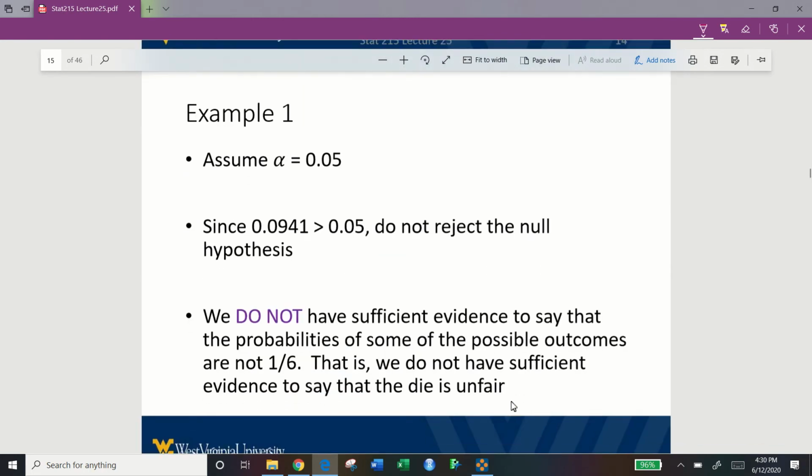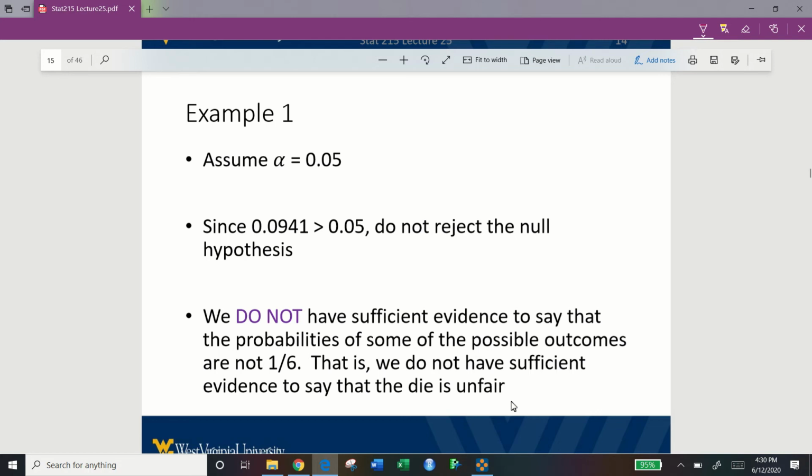If we assume our alpha is 0.05, that means 0.0941 is greater than 0.05. And as we've always done, when the p-value is greater than alpha, we do not reject the null hypothesis. And therefore, we can make the conclusion that we do not have sufficient evidence to say that the probabilities of some of the outcomes are not 1/6. That is, we do not have sufficient evidence to say that the die is unfair.